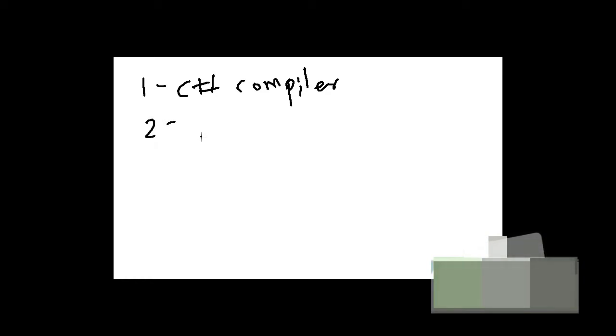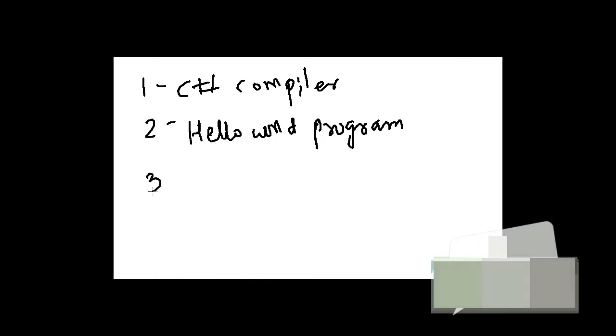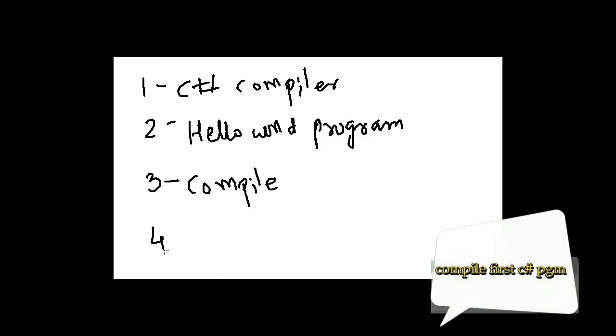Now, in order to compile your first program in C Sharp, first, you will need the C Sharp compiler. The second thing, you need to write your first program of C Sharp. So we will write our first hello world program. The third step is we will need to compile this hello world program using the C Sharp compiler. And the fourth step is we need to run the compiled C Sharp program.